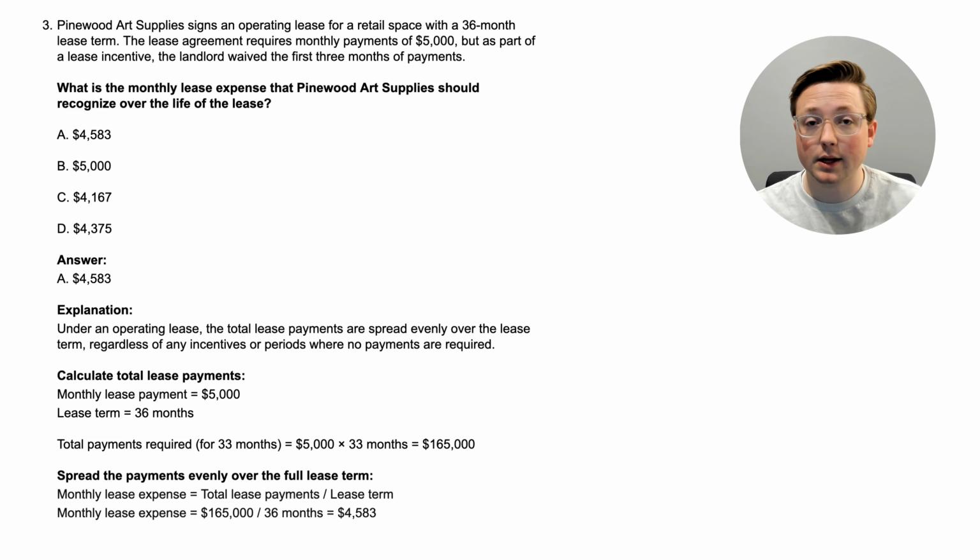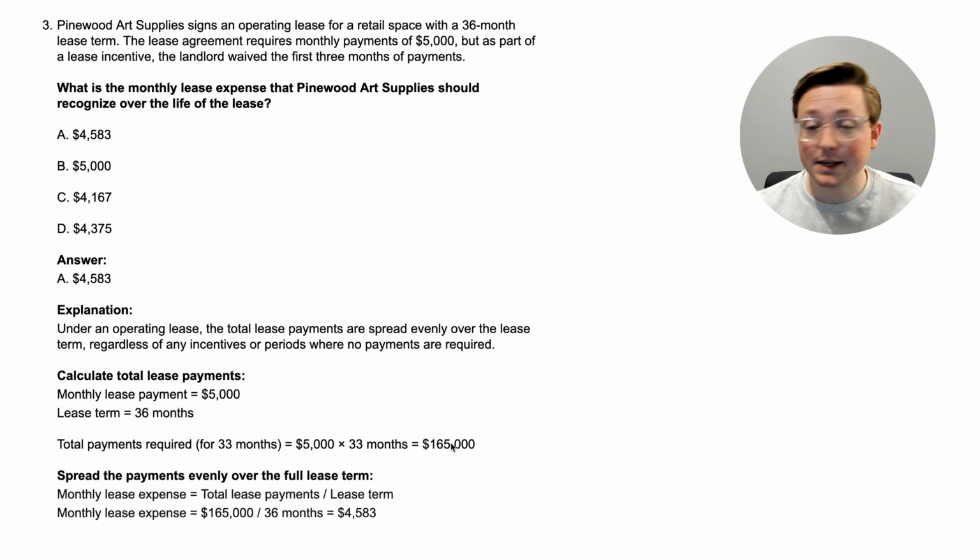First, you have to calculate the actual amount that they're paying over the course of the lease. So even though the monthly lease payment is $5,000 and the lease term is 36 months, they're actually only paying the amount of 33 months. So $5,000 multiplied by 33 months, because again, there's 3 months that they're not going to have to pay any money. So 33 months multiplied by $5,000 is $165,000. That's how much they're going to be paying over the life of the lease.